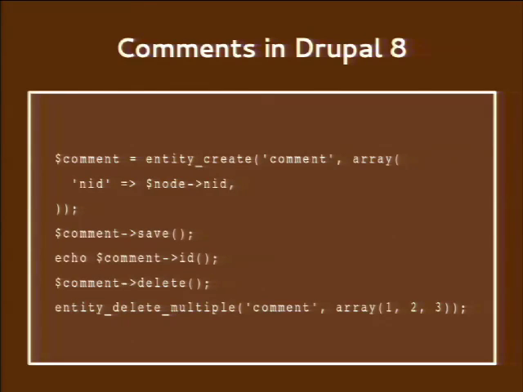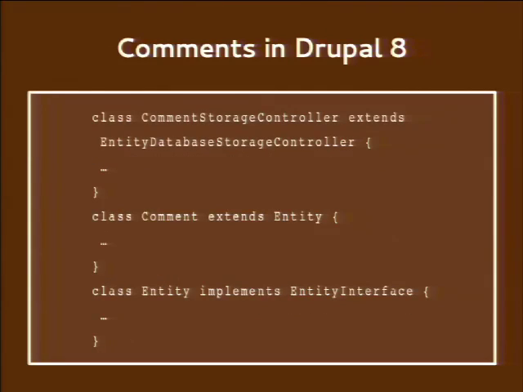But once you have the classed object, you can make use of all of the methods on it, like saving, getting the identifier of it, deleting it, and also we have helper functions like entity delete multiple, which allow it to delete multiple entities at once. That's already in core. And for that to work, we basically have classes like that.